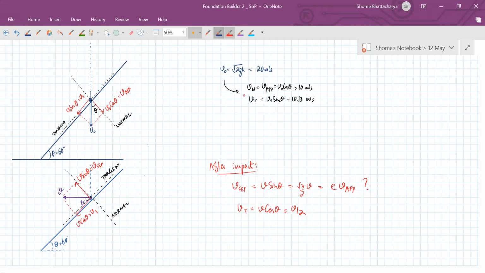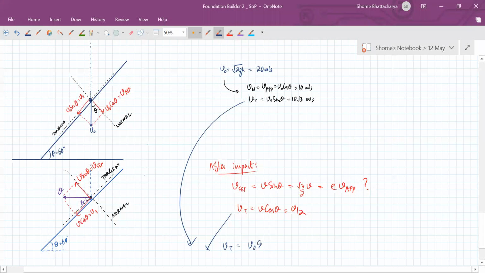So now you can see that the tangential component should be conserved. So V naught sin theta above should be equal to V cos theta below. So 10 root 3 should be equal to V by 2. That means the speed just after impact should be 20 root 3.